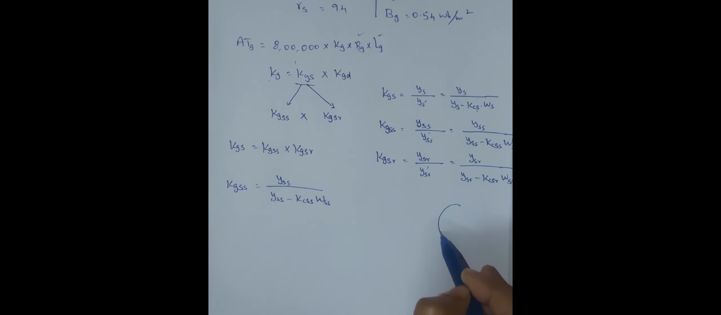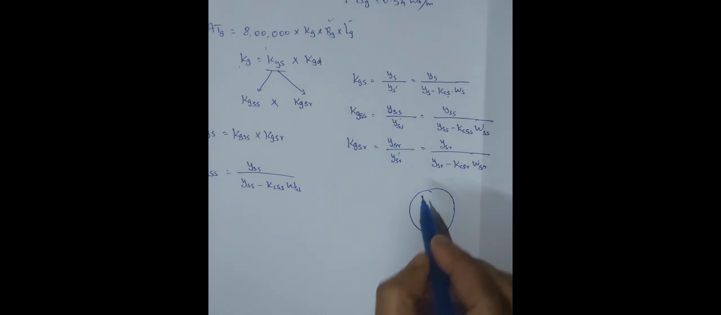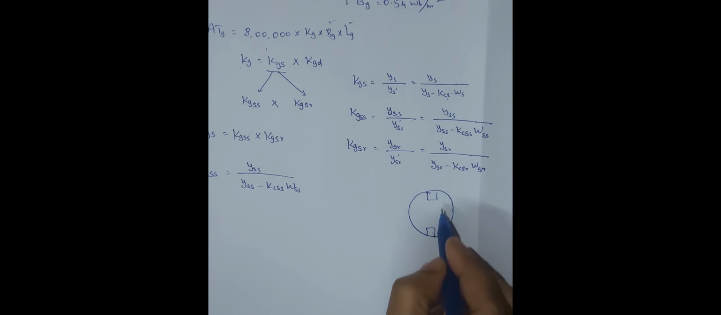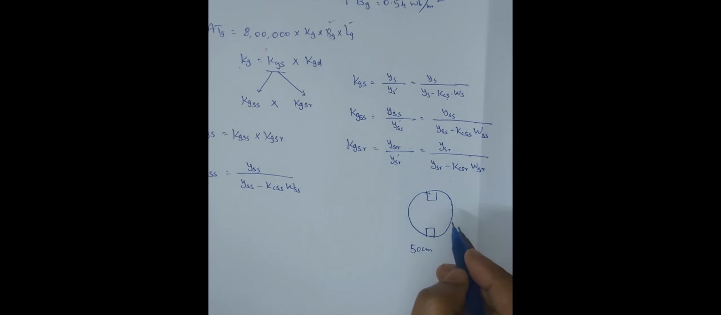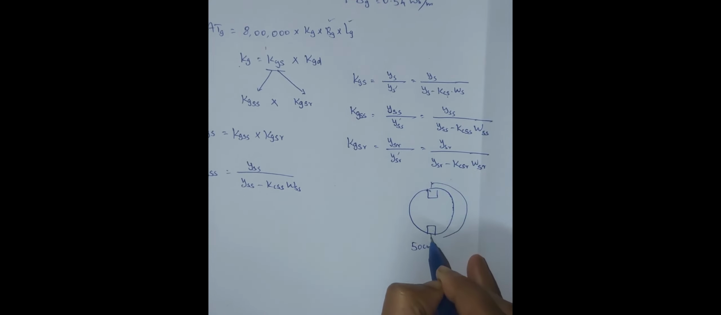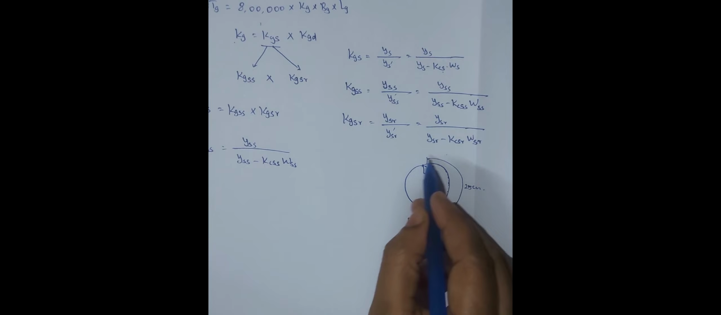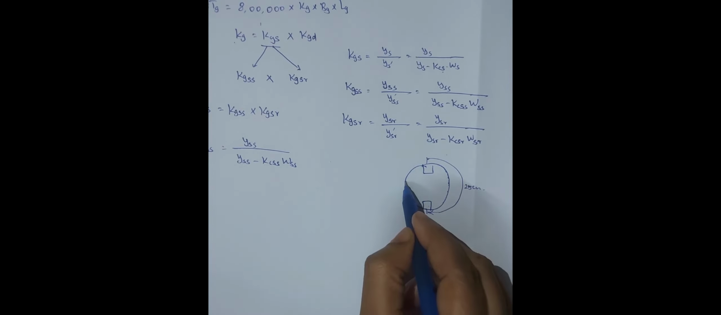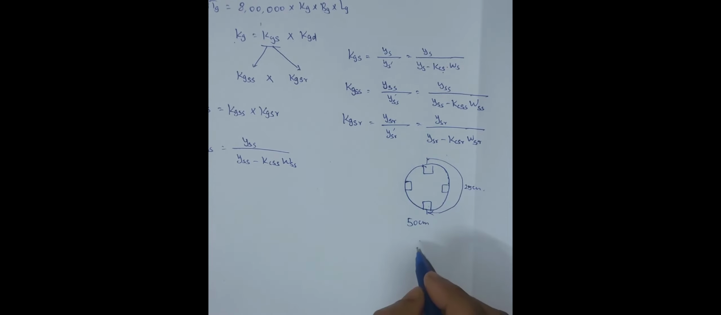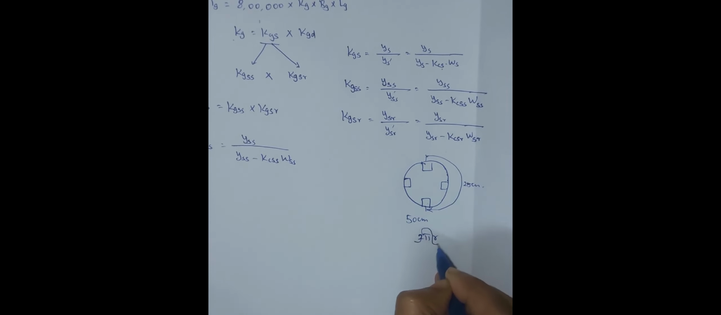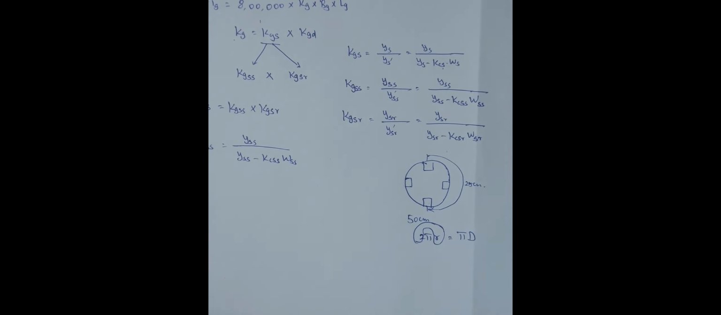See here, if you have two poles like this, and the circumference, the length of this periphery, is 50 centimeter, there are two poles. What is the pole pitch, the distance between these two poles? Simply 25 centimeter. How is it found? The circumference divided by the number of poles. If we have 4 poles, it is still the circumference divided by the number of poles. The circumference is 2 pi r, which we take as pi D.